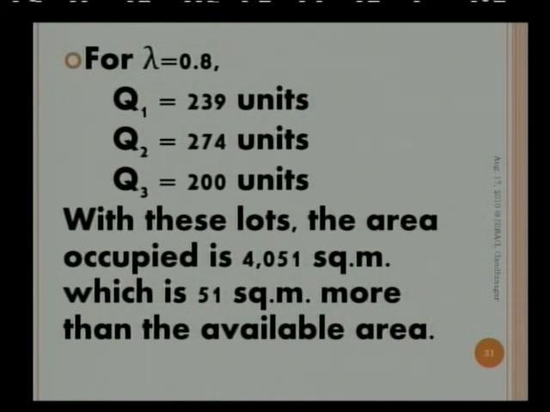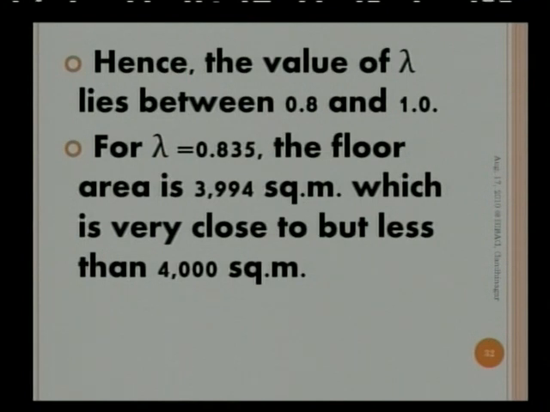Now these 3 procurement lots require a total area of 4051 square meter, which is 51 square meter more than the available area. Recollect, we have only 4000 square meter available with us. So this suggests that the value of lambda should be between 0.8 and 1.0.